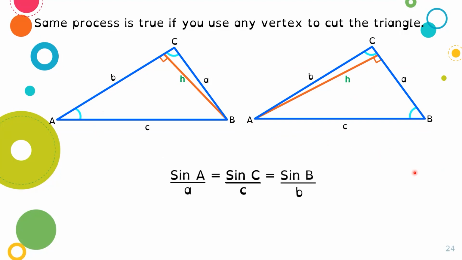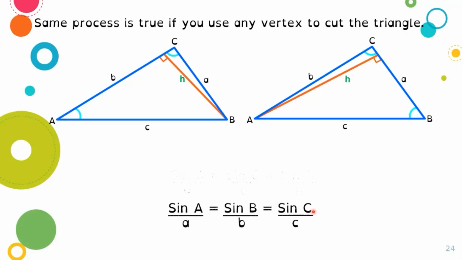So as you can see again, these are all equal to each other. Sine A divided by A is equal to sine C divided by C, which is equal to sine B divided by B. And that is what the sine law is. We usually rearrange it to be in alphabetical order, where we say sine A divided by A is equal to sine B divided by B, which is equal to sine C divided by C. And that is the sine law, which is what we're going to be using. And that's how you understand how the sine law actually comes into play.